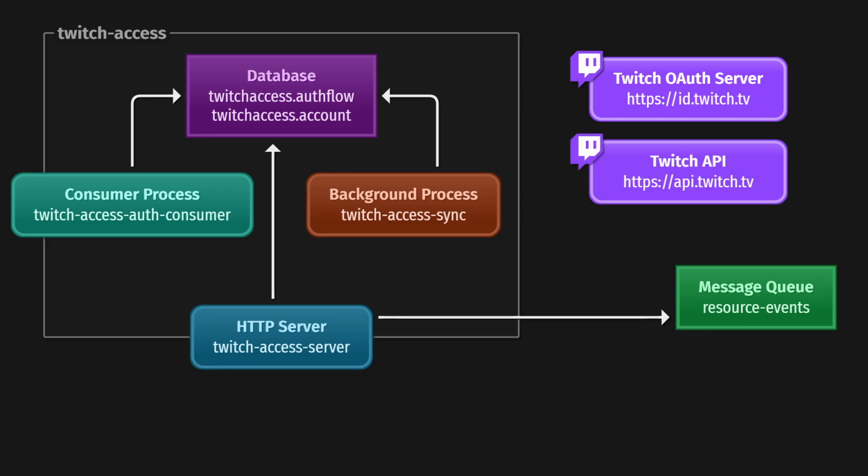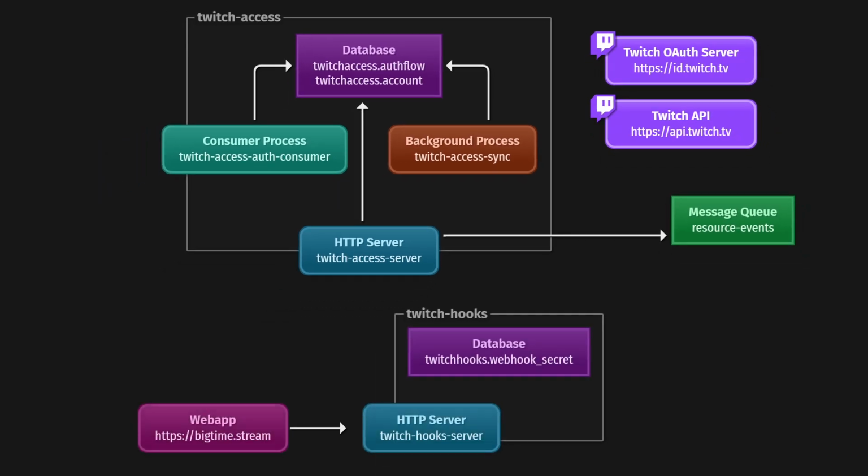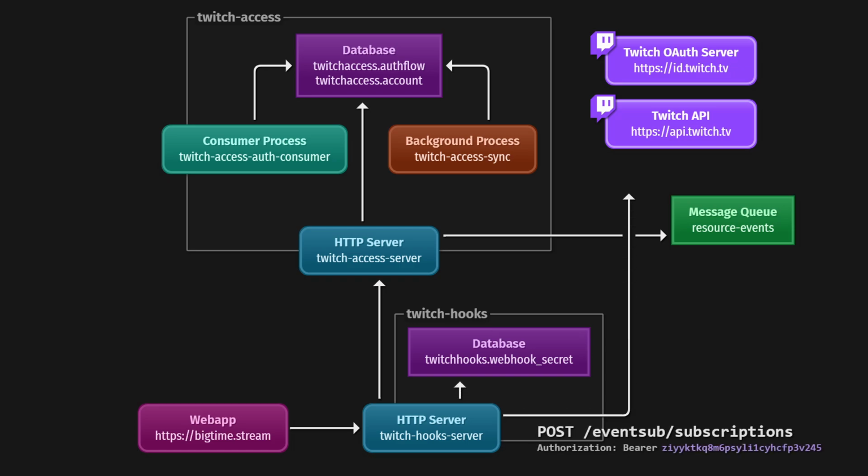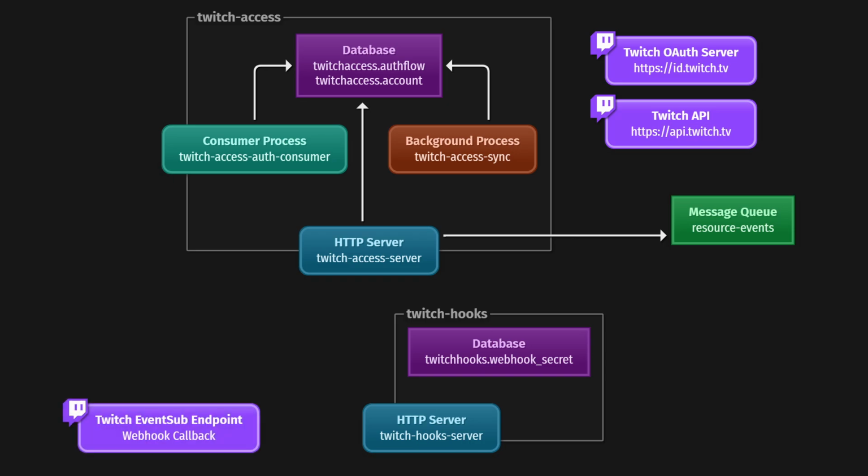One of the first things we do with it is to subscribe to events from Twitch. We have another service called Twitch Hooks, and it grabs your user access token and calls the Twitch API in order to register some event subscriptions. These are things like your channel going online or offline, viewers following or subscribing, and so on. Whenever one of these events occurs, Twitch will notify us by making a request to our Twitch Hooks server.